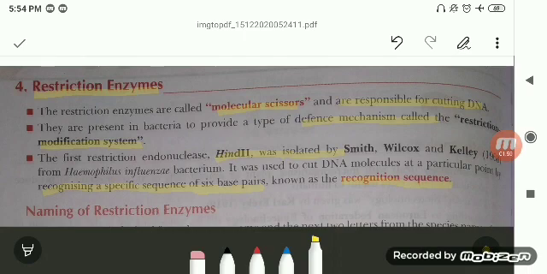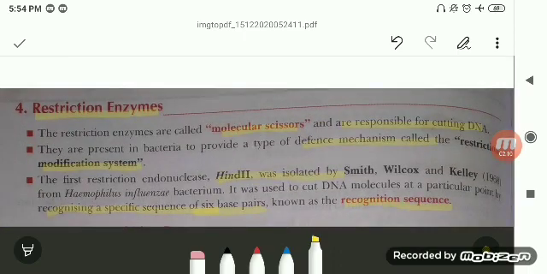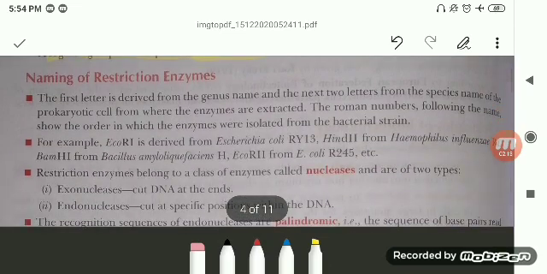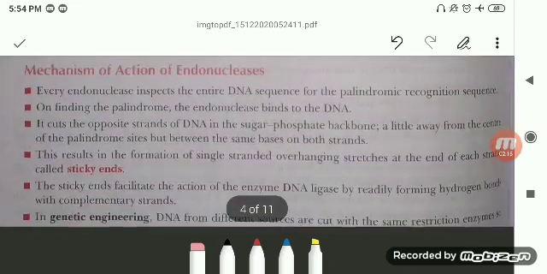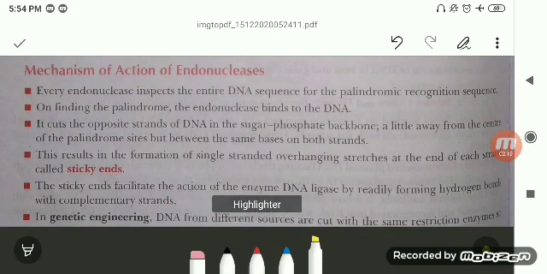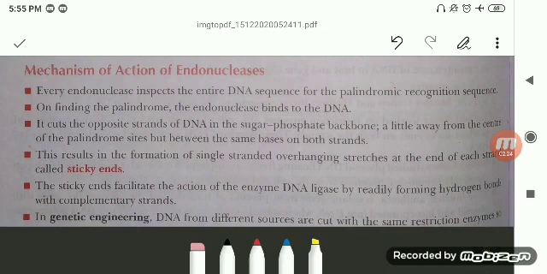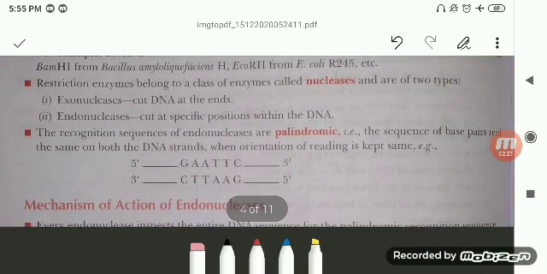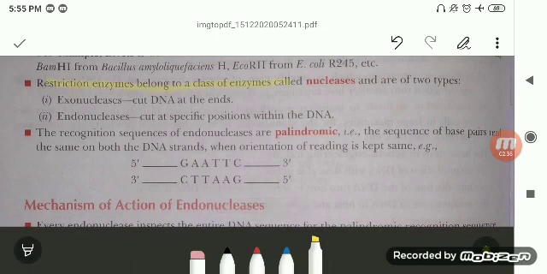So restriction enzymes are commonly called molecular scissors. They are responsible for cutting the DNA at a very particular point. Before we learn the naming of restriction enzymes, we should first learn about the mechanism of action of endonucleases, and before that, the types of restriction enzymes.